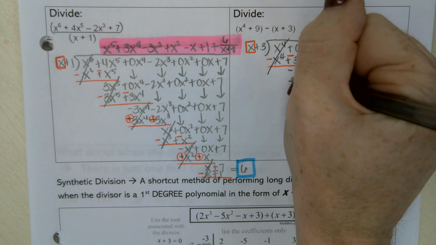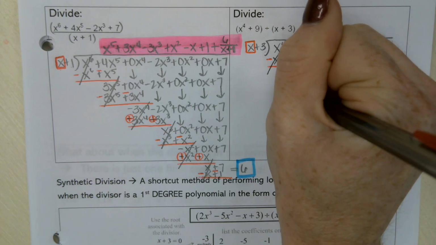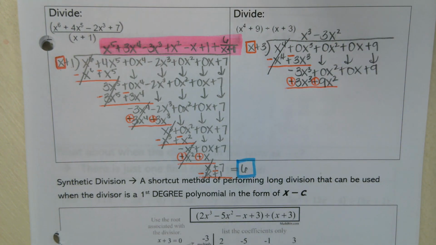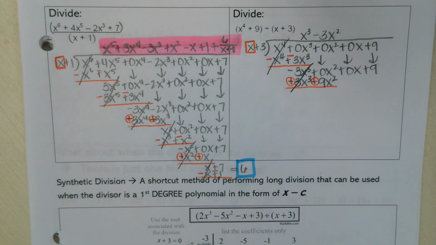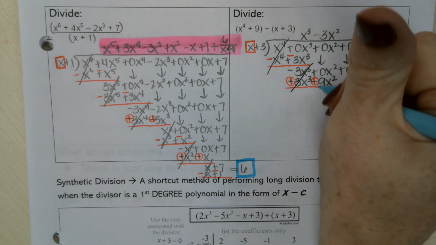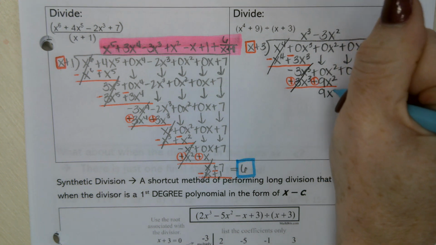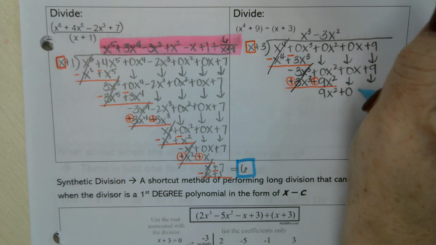Yes, so when I come through and subtract, that changes both of those negatives to positives. So the x cubes cancel. And it's like negative 9x squared. Nope, not negative, because remember, I changed the sign. So that is positive 9x squared. And then we bring it down.